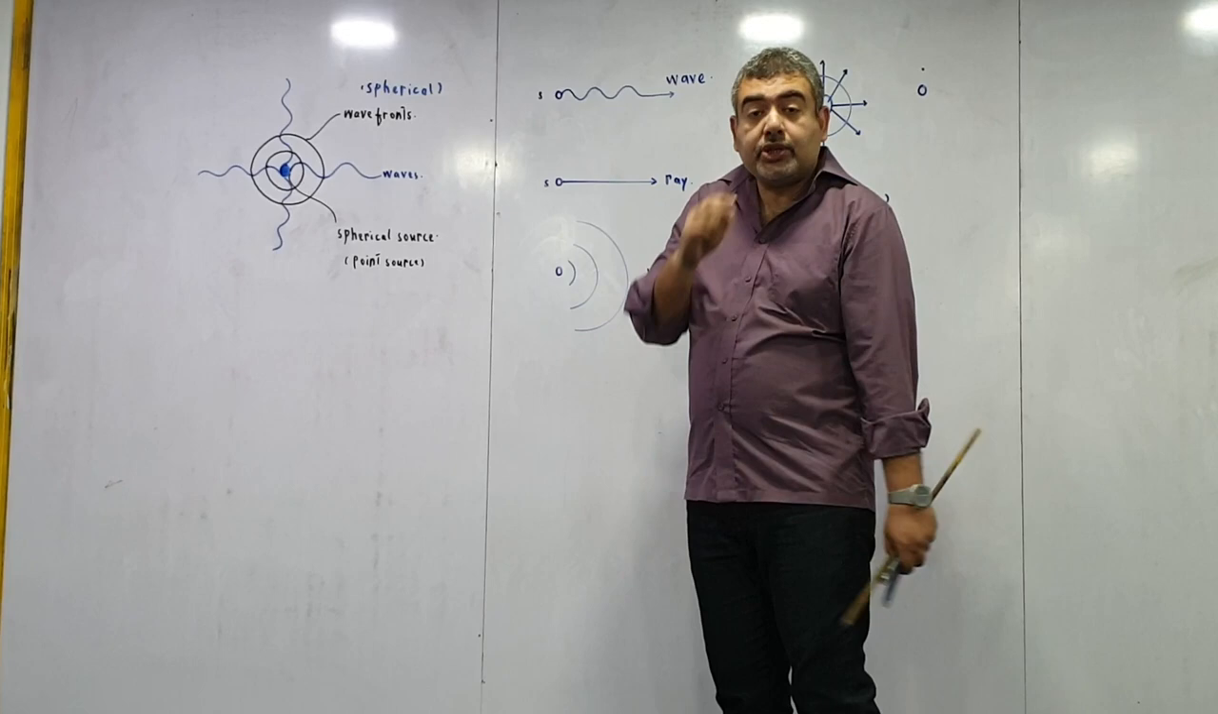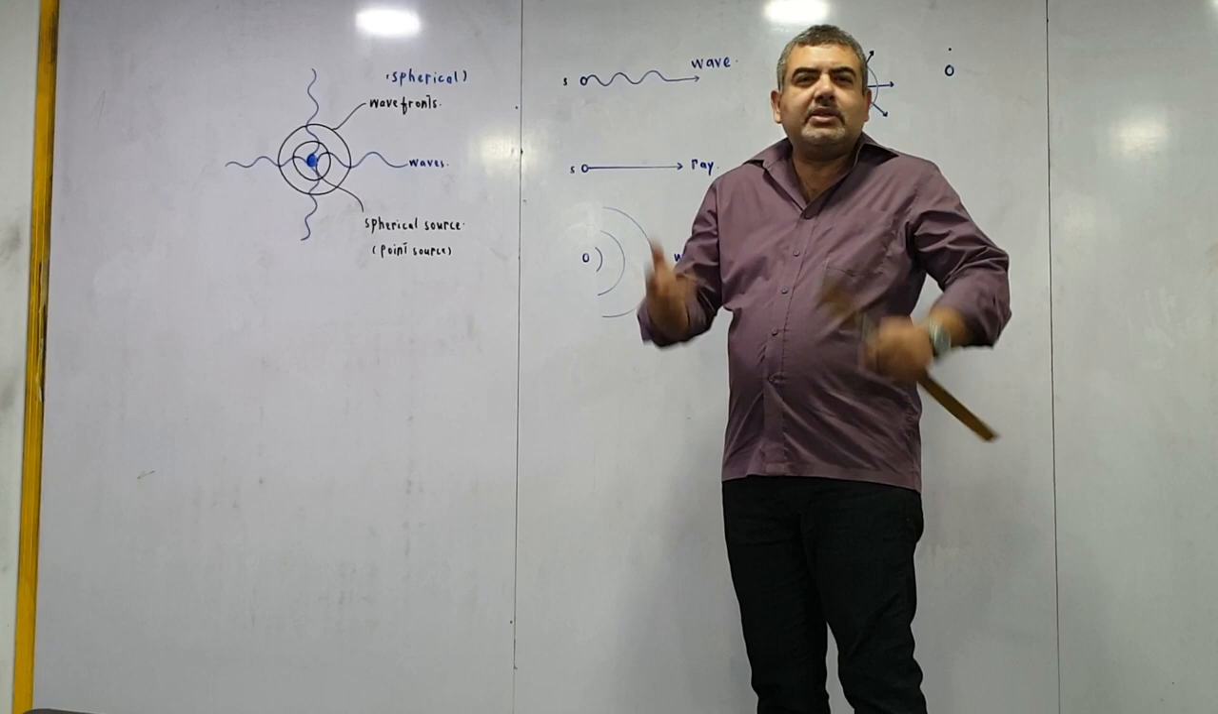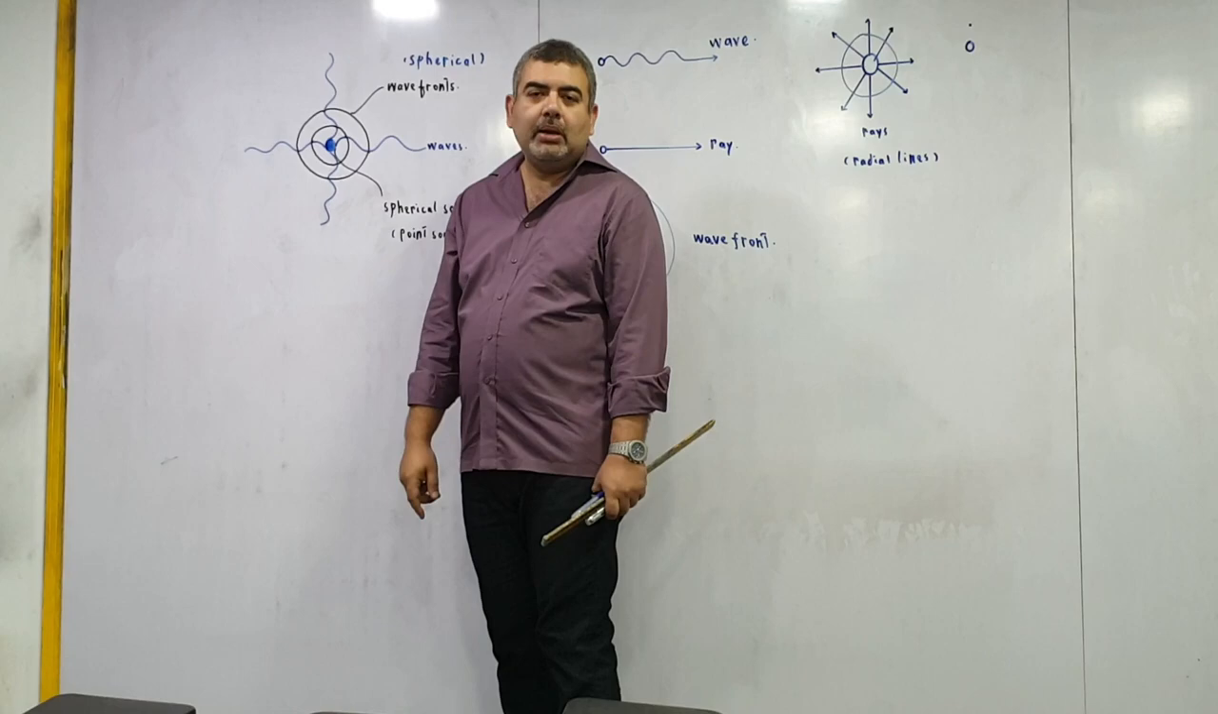Right now I am talking about a luminous source, talking about light. Light, luminous source, wavefronts, but these are all invisible, they are not visible, but we are drawing them. Practically, how do we show this? So in place of this spherical point source, which for example could be any luminous light or bulb, how do we practically show this?